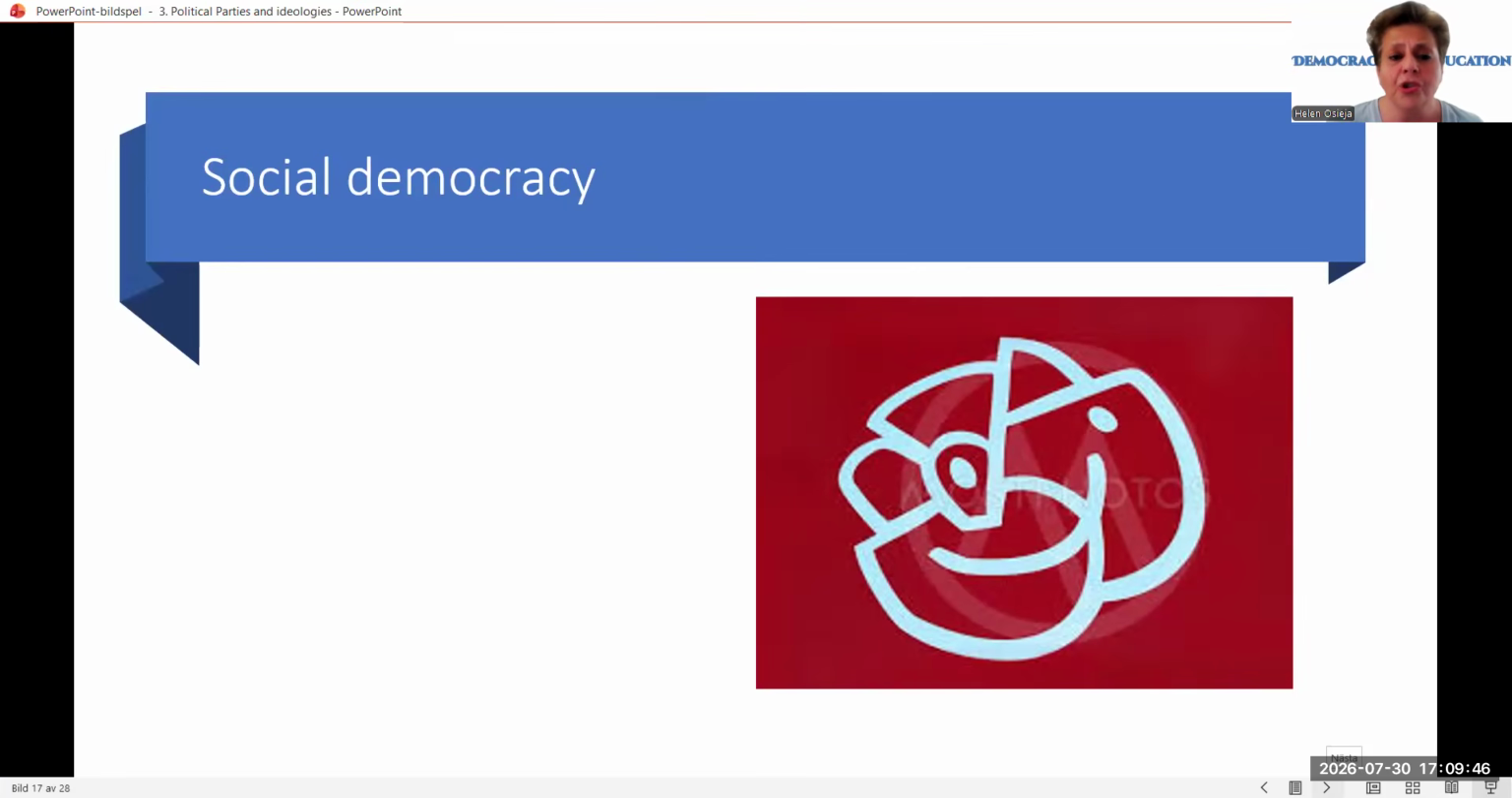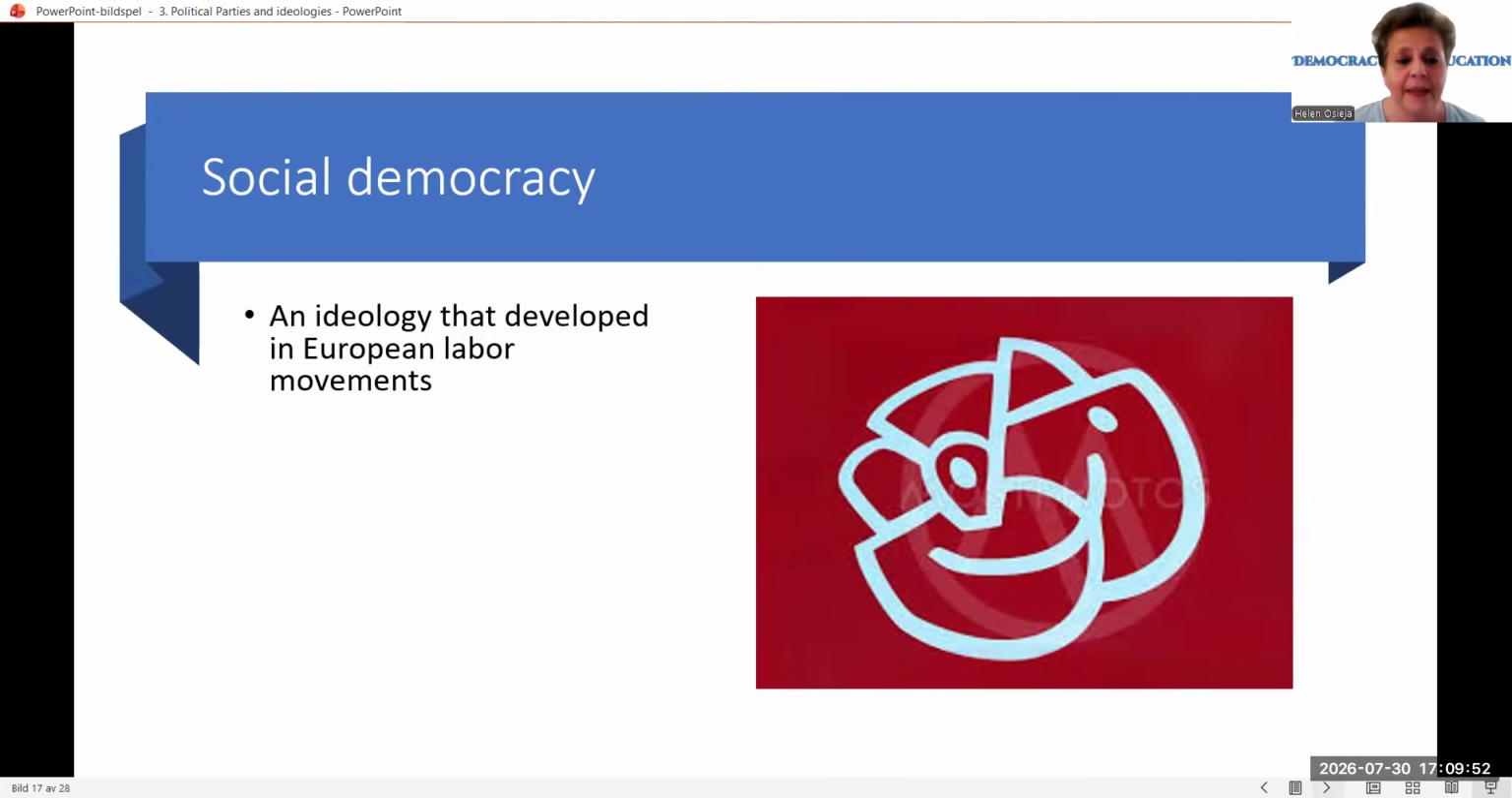In Europe, social democracy is one of the major ideologies. This ideology developed in European labor movements, but I want to point out that social democracy is not Marxism and has very, very little to do with the principles of Marx and Engels. Social democrats develop what we know as the welfare state. In other words, that citizens have access to free healthcare, free education, that all children can go to a daycare center so the parents can work, etc.